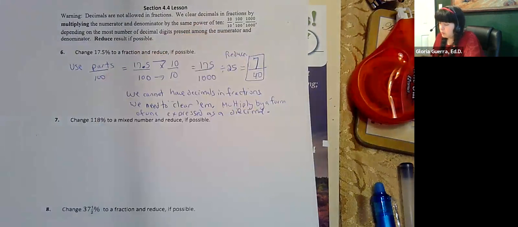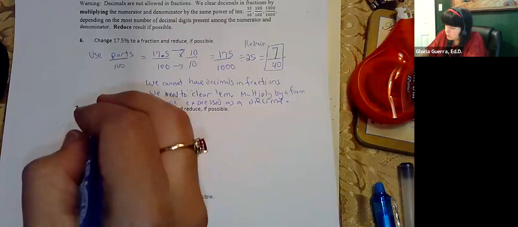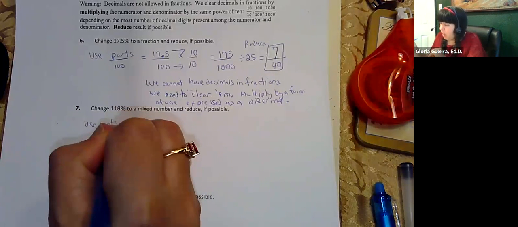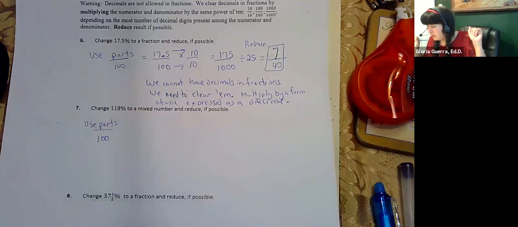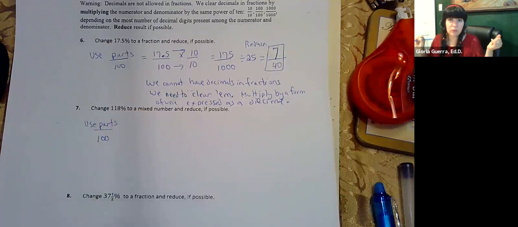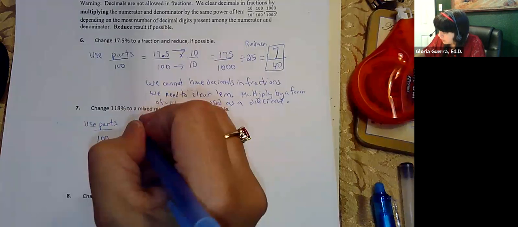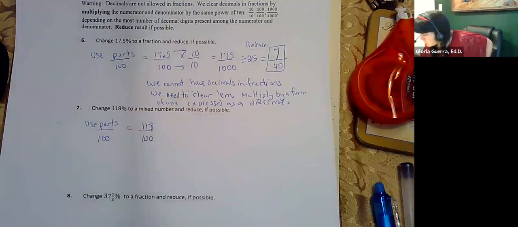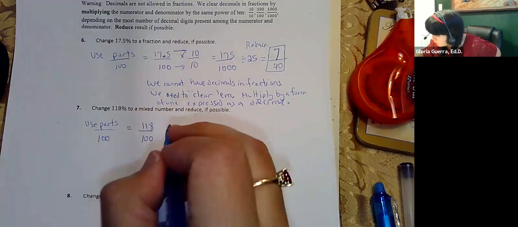Okay, now on number 7, again, we're going to use parts per 100. The directions are the same, right? The directions say change the percentage to a mixed number and reduce. So I don't want a fraction, I want a mixed number. Okay, so let's see. Parts, we have 118 over 100. And we're going to reduce that by 2.